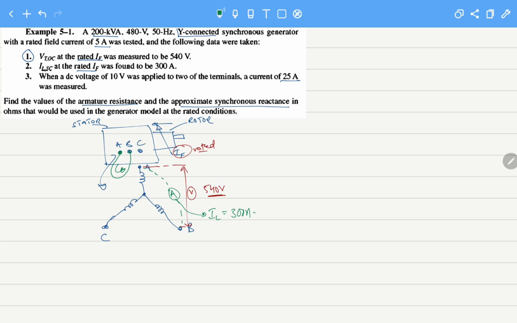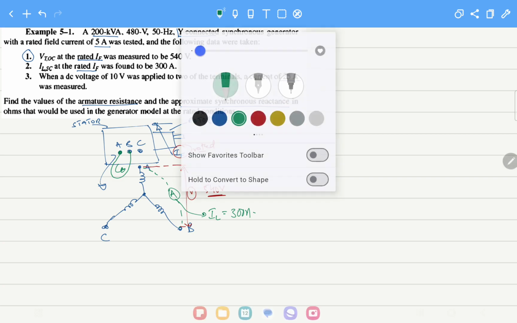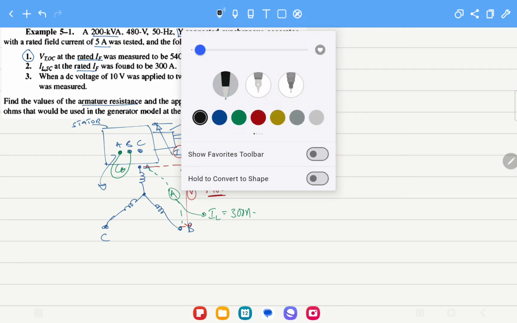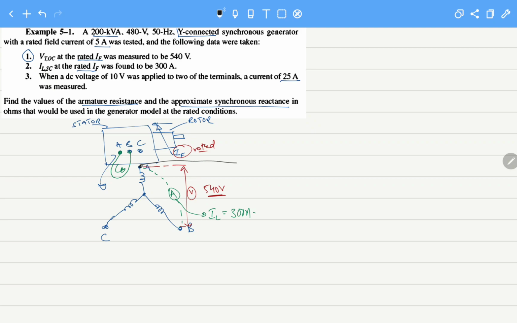So these two tests were performed like this, and the third test that they performed on this device was done separately. The third test was when they applied a 10 volts DC voltage to the synchronous machine and measured how much current flowed through it. This current flowed through this path and came back, and it was 25 amperes.